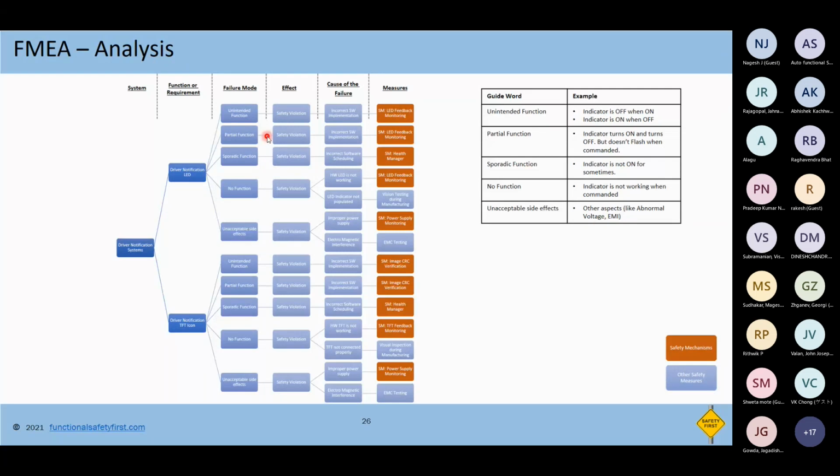And then we need to analyze the cause of the failure. The unintended function could be incorrect software implementation, or if we take sporadic function, that could be incorrect software scheduling. These are the causes of the failure. So what is the measure we need to identify? If it is an LED-related failure, we can implement LED feedback monitoring, or if it is a scheduling-related issue, we can have a health manager. These are the safety mechanisms which come from the failure modes and effects we analyzed in the FMEA. And this will also be one input to prepare the technical safety concept, I mean, the detailed technical safety concept.